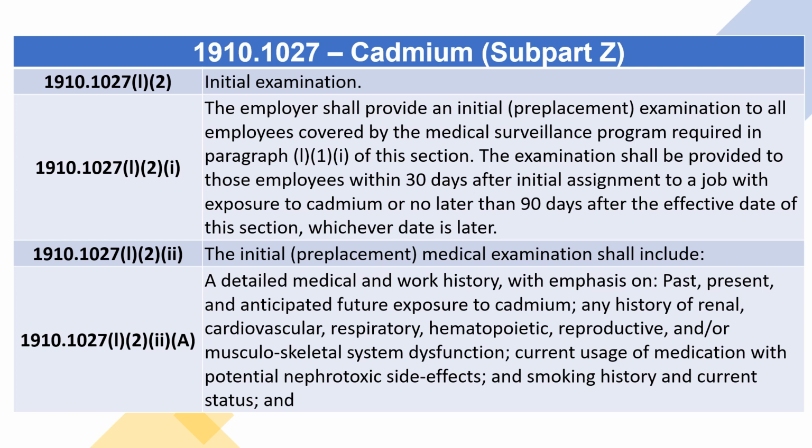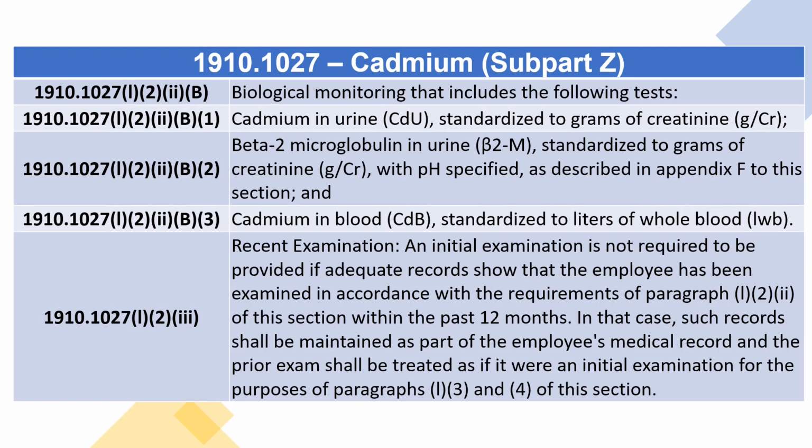1910.1027(l)(2)(ii) The initial, pre-placement, medical examination shall include: (A) A detailed medical and work history, with emphasis on past, present, and anticipated future exposure to cadmium, any history of renal, cardiovascular, respiratory, hematopoietic, reproductive, and/or musculoskeletal system dysfunction, current usage of medication with potential nephrotoxic side effects, and smoking history and current status; and (B) Biological monitoring that includes the following tests.